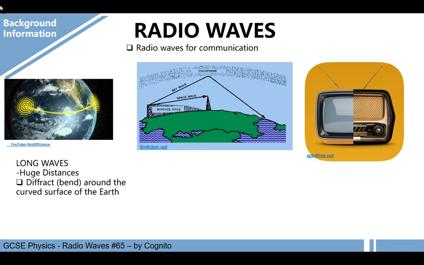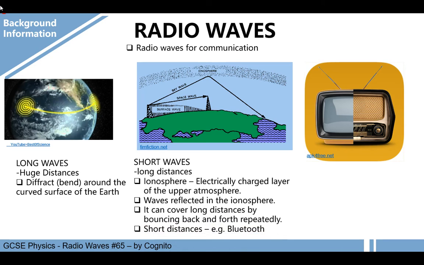It has three types. First is the long waves. They can reach huge distances from one country to another country or continent. They can bend or diffract around the curved surface of the Earth.